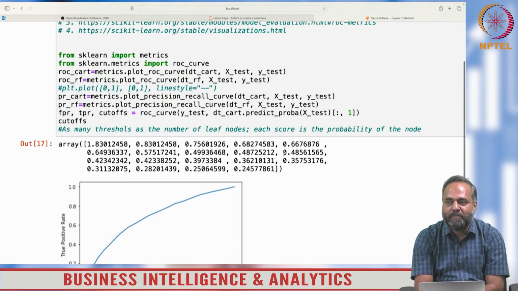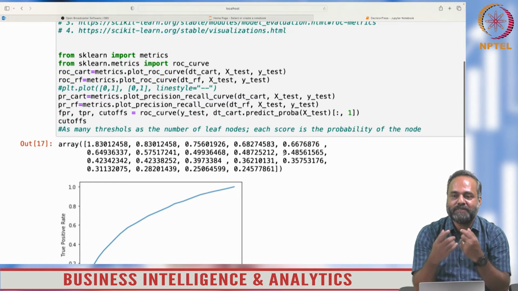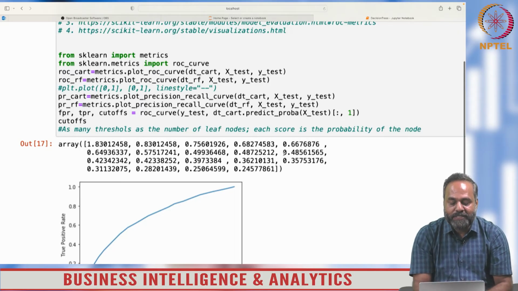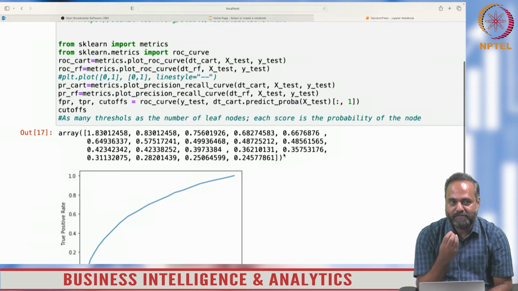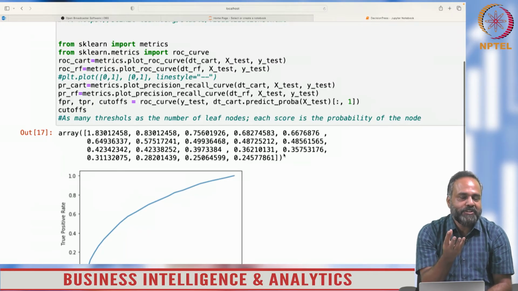Can anyone, based on this output, correlate what is the output obtained here in terms of a matrix of probability values with the decision tree that we built some time back? Can you correlate? Can you relate? Where did these values come from? Somebody has to say.